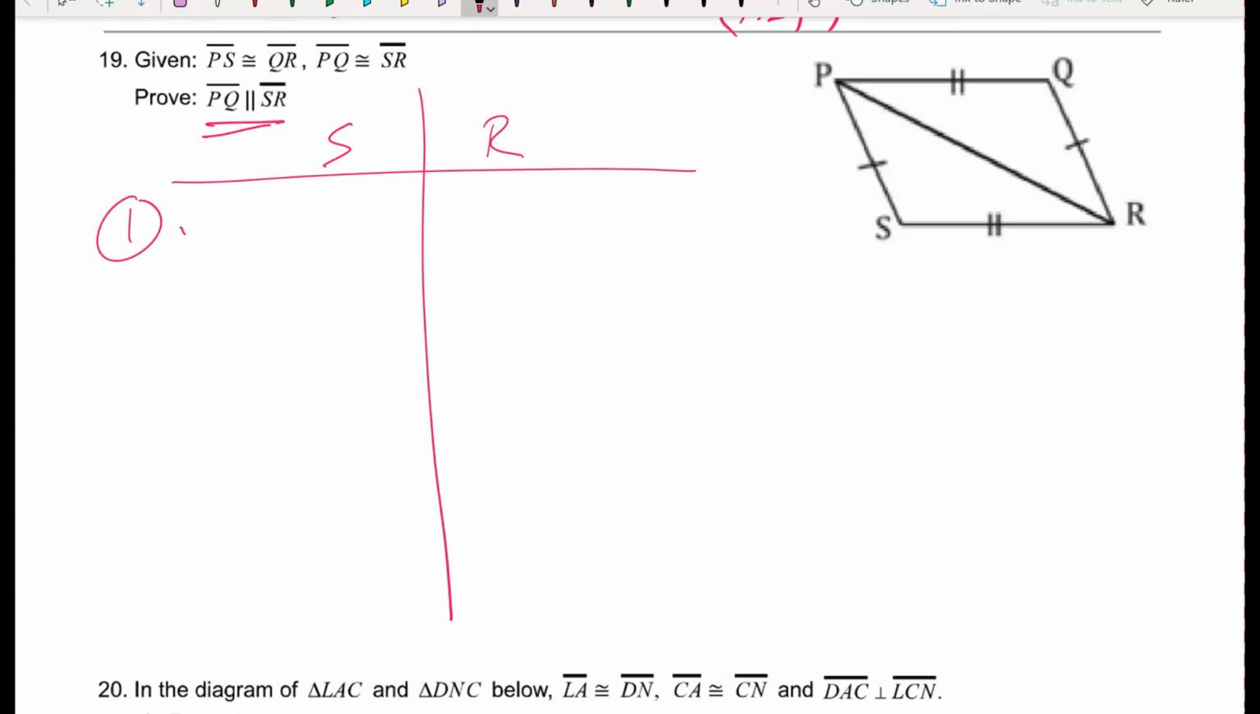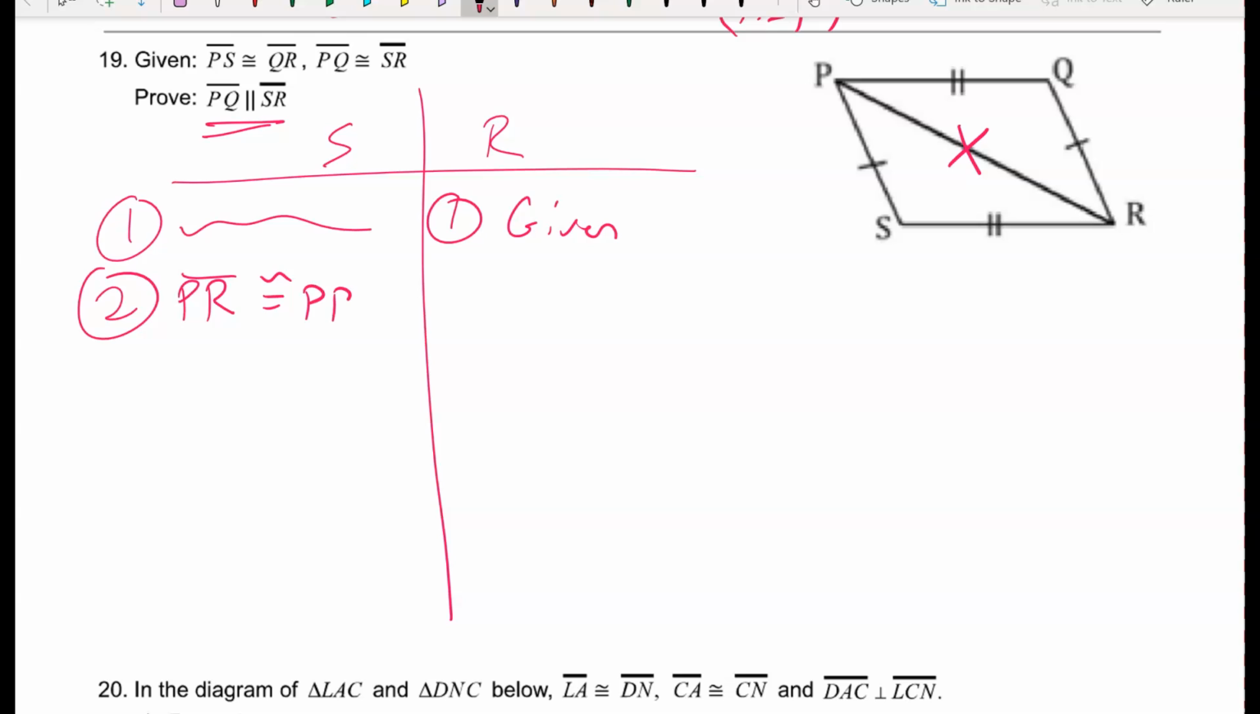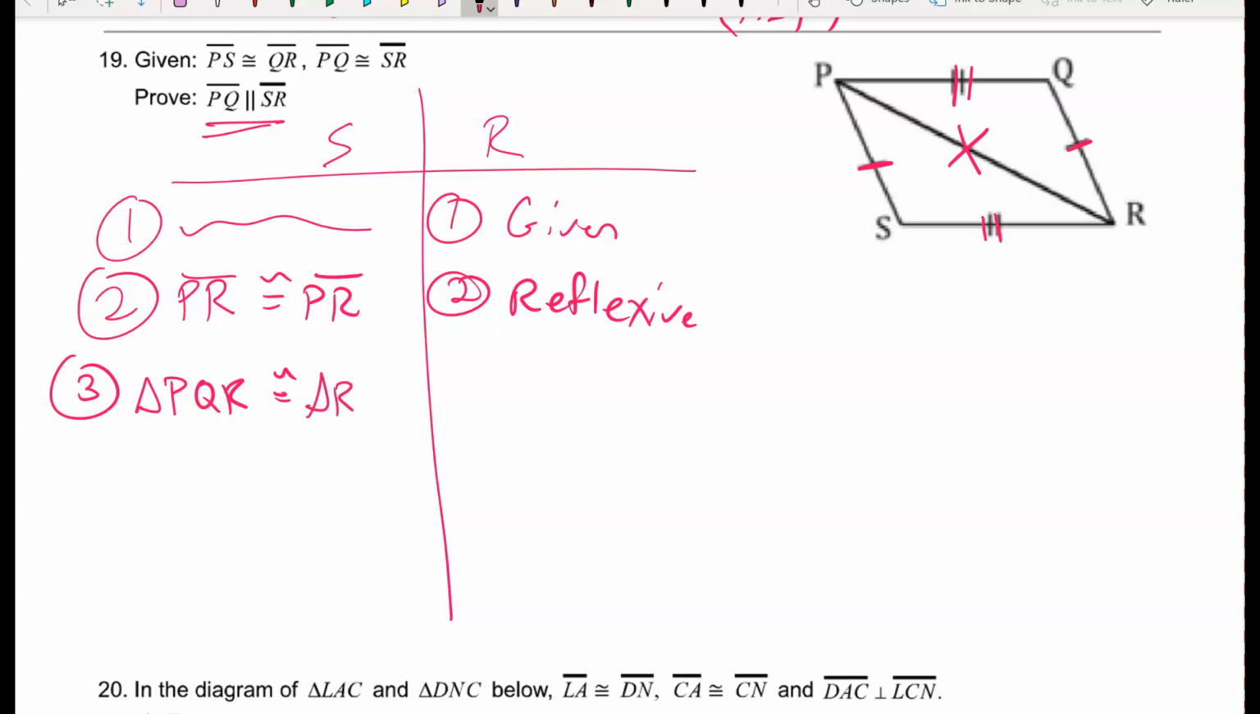Statements, reasons. All right, let's pretend I wrote my givens down there, and I'm going to think a little bit. Well, the only thing I really notice in my picture is that these two triangles share PR. So I'm going to say that segment PR is congruent to segment PR by the reflexive property. Now, they gave me a lot of information in the givens here. So this is enough to say that these two triangles are congruent. Triangle PQR and triangle RSP, because all the sides are the same. So I can use a side-side-side argument.